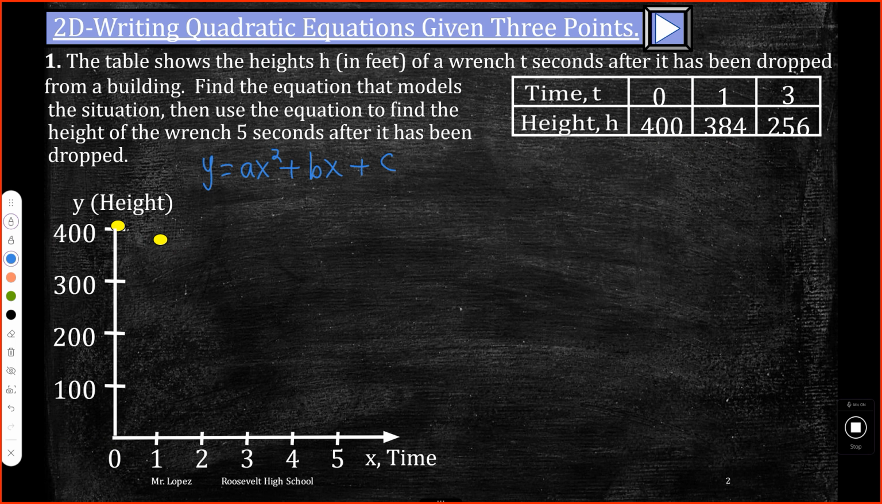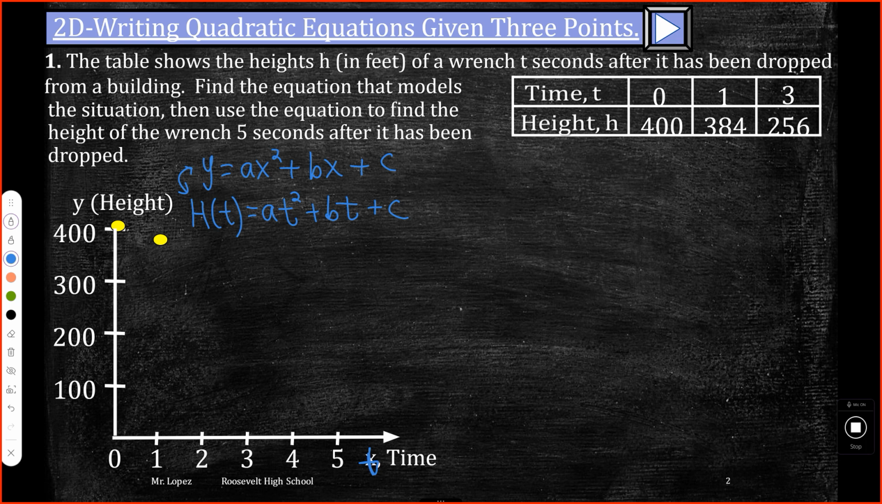What I'm going to do is substitute the y with the h for height. So height dependent on time is equal to, these are equivalent, y equals h of t. I'm going to leave the a alone. I don't know what that a is. I said I don't want to use this x. I'm going to change it to time, the variable t. So instead of x, I'm going to use t squared plus b t plus c.